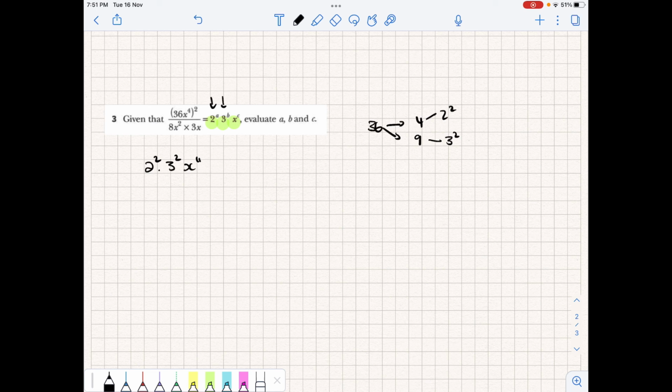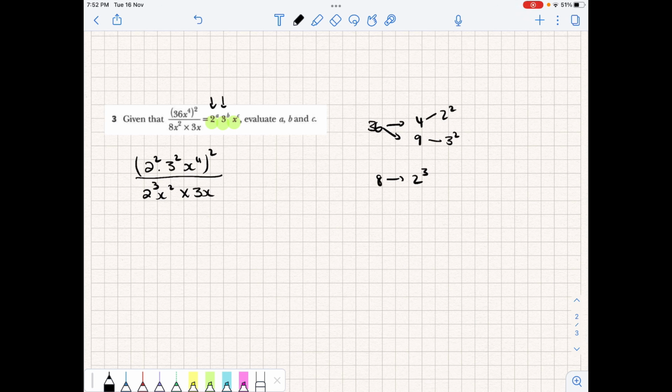x to the power of 4, and we're raising all of that to the power of 2. And then we are dividing. We have 8. 8 is not one of the numbers we're given. We need to change that. 8 can be broken into its prime factors 2, and it'll be 2 cubed. So instead of writing 8, I'm going to write 2 cubed, x squared multiplied by 3x.